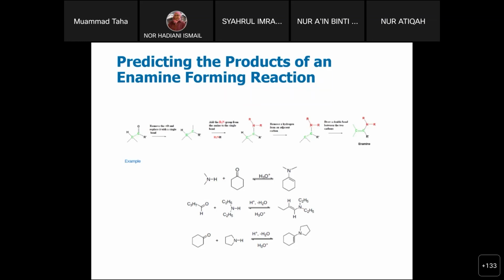Okay, is it clear? So also keep this in mind: alpha hydrogen is important.